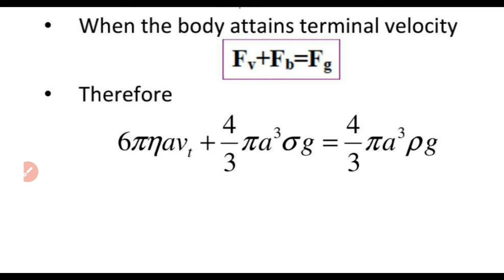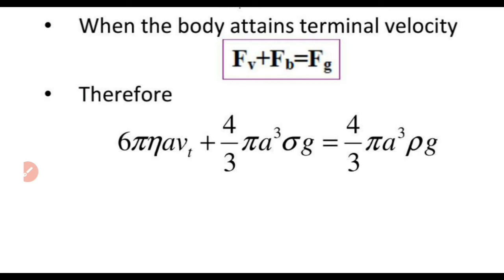Here we are considering the situation when V is equal to Vt, where Vt is the terminal velocity. So we have 6 pi eta a Vt plus the buoyant force. You know, the buoyant force is equal to the weight of the liquid displaced. So the weight of the liquid displaced means the volume of the object into the density of the liquid. So we have 4 by 3 pi a cube.